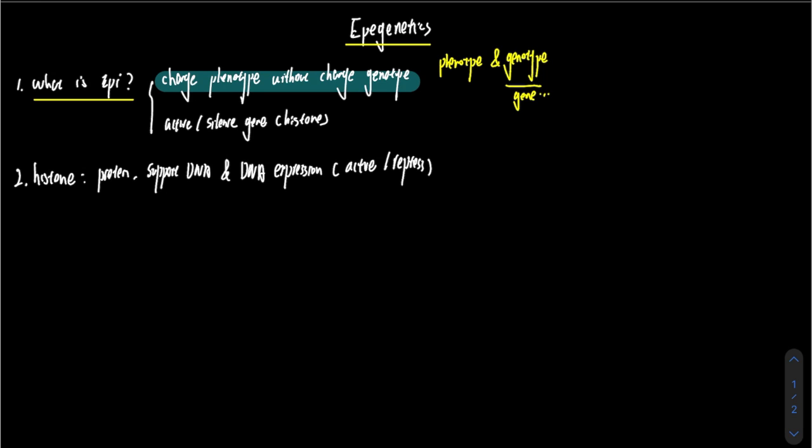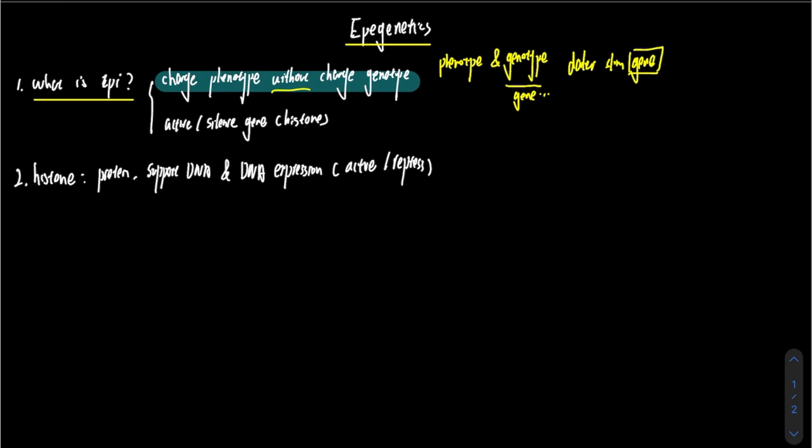For example, darker skin parents tend to have a darker skin child because they have a darker skin gene. And for lighter skin, parents tend to have a lighter skin child because they have a lighter skin gene. So how can we do this?